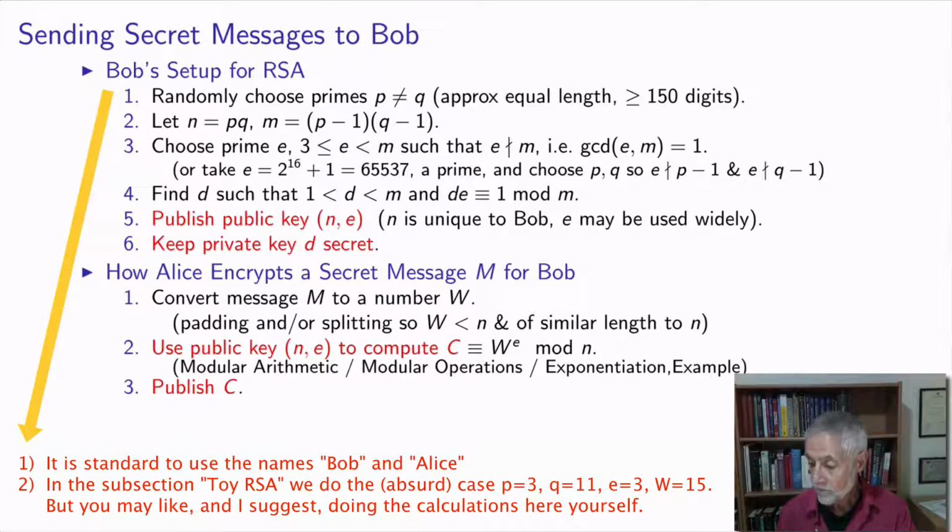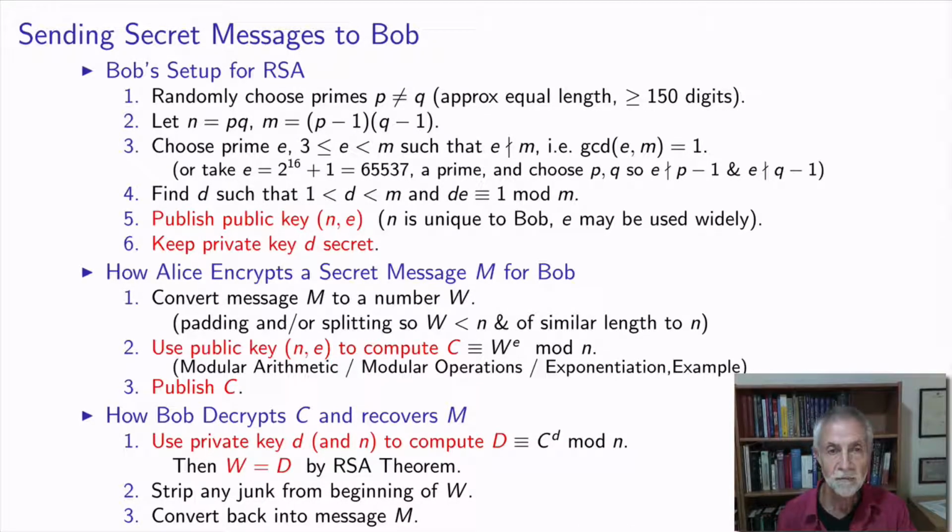So now, using the published N and E by Bob, Alice computes W to the power E modulo N, remember W is her secret number. And this is done by methods we discussed before. This is a very quick calculation. This gives C, using modular arithmetic and exponentiation. And then Alice publishes C.